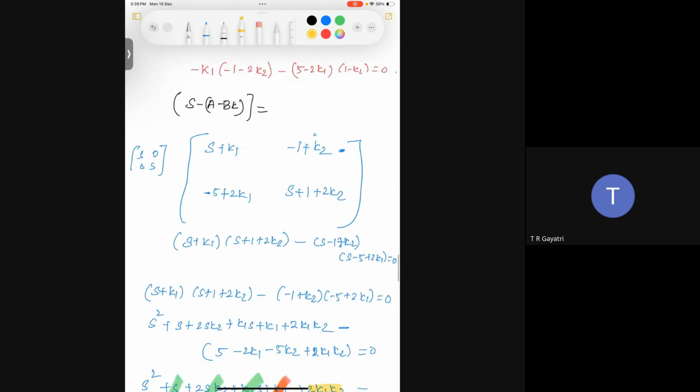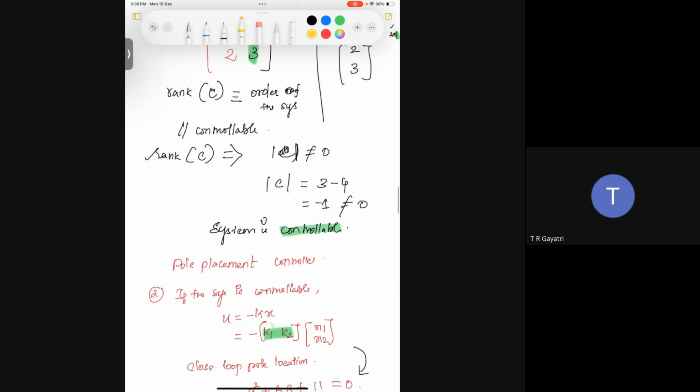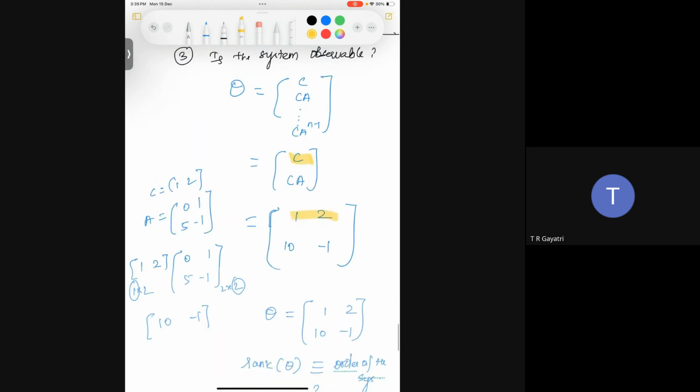Okay. Any doubt in this question? If I give you a state space representation and ask you to find whether the system is controllable, observable, and to design a controller for the system, will you be able to do it? Yes, ma'am. Right. Everybody is confident in this, or do you have any doubt?